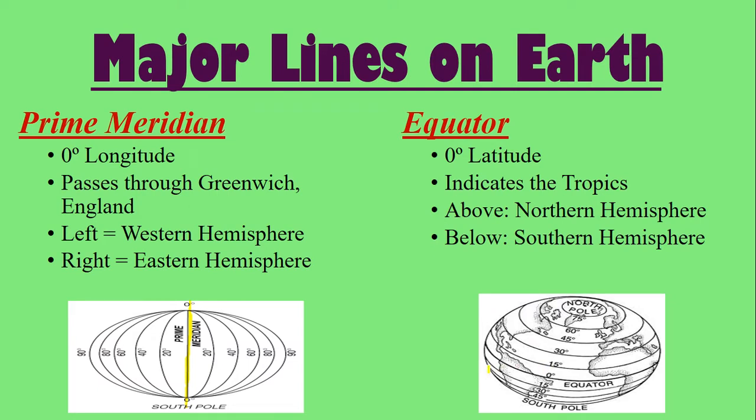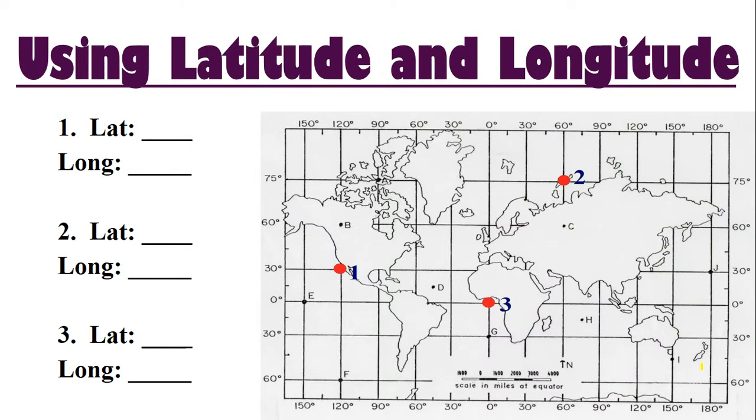The equator goes across at 0 degrees. It indicates the tropics. If you go above the equator, you're in the northern hemisphere, and if you go below the equator, you're in the southern hemisphere. So let's use this to figure out latitude and longitude of 3 points.